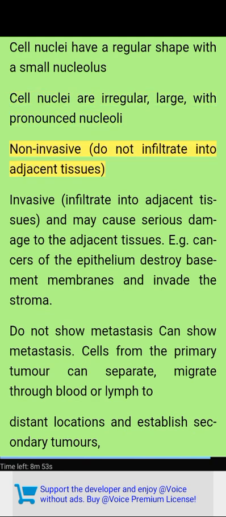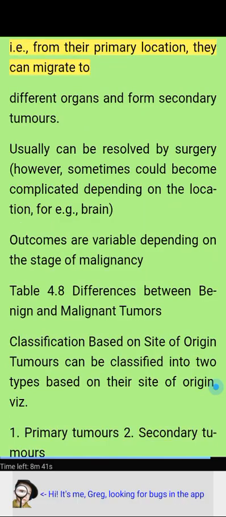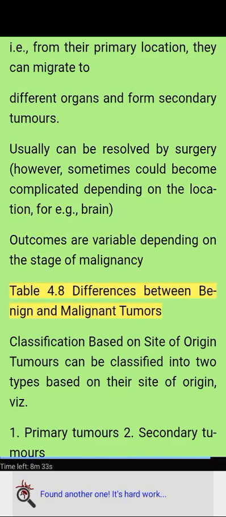Benign: non-invasive, do not infiltrate into adjacent tissues. Malignant: invasive, infiltrate into adjacent tissues and may cause serious damage to the adjacent tissues, e.g., cancers of the epithelium destroy basement membranes and invade the stroma. Benign: do not show metastasis. Malignant: can show metastasis. Cells from the primary tumor can separate, migrate through blood or lymph to distant locations and establish secondary tumors, i.e., from their primary location, they can migrate to different organs and form secondary tumors. Benign: usually can be resolved by surgery, however, sometimes can become complicated depending on the location, e.g., brain. Malignant: outcomes are variable depending on the stage of malignancy. Table 4.8 Differences between benign and malignant tumors.